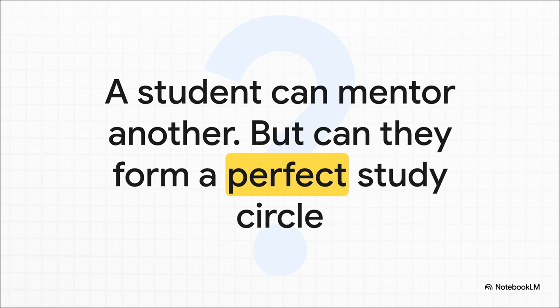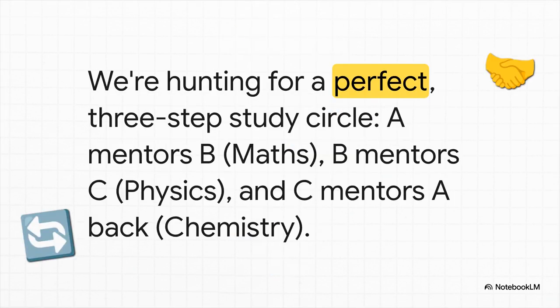Imagine you have this big group of students, and they each have scores in three subjects: maths, physics, and chemistry. Now, here's the rule. One student can mentor another student in a subject, but only if their score is between 10 and 20 marks higher. Simple enough, right? But here's the twist. We're not just looking for a one-way street. A helps B. We are on the hunt for a perfect closed loop, a three-step study circle.